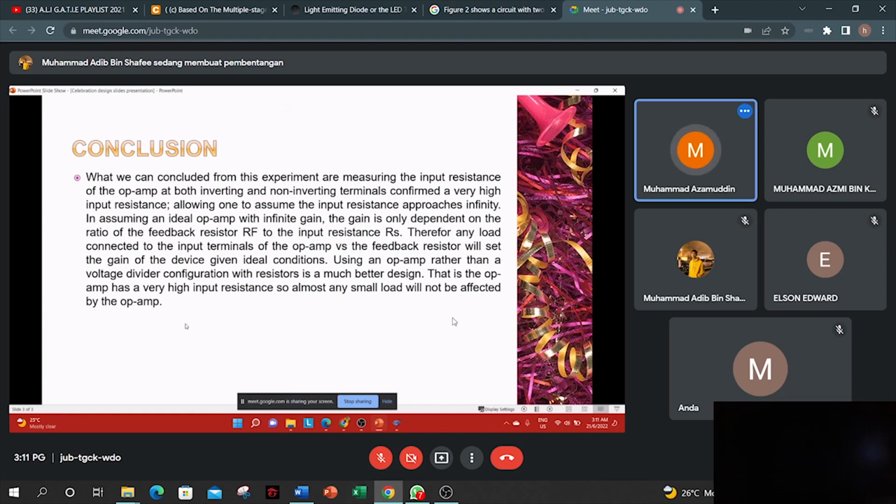Using an op-amp rather than a voltage divider configuration with resistors is a much better design. This is because the op-amp has a very high input resistance, so almost any small load will not be affected by the op-amp. Thank you.